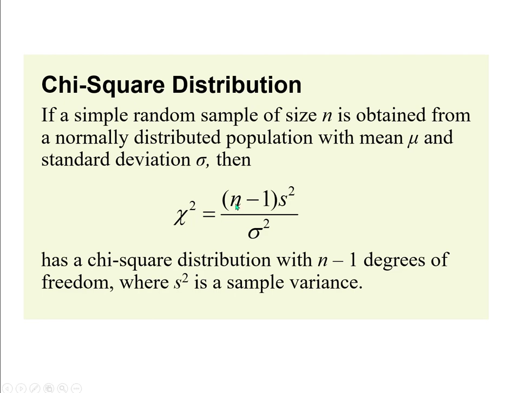So we take the sample size, subtract 1, multiply that by the standard deviation of the sample squared, also called the variance of the sample, and then we divide that by the standard deviation of the population squared, also called the variance of the population. And so this has a chi-square distribution, and we also need the degrees of freedom. That's going to be our sample size minus 1, and like I said, s squared, or our standard deviation squared, is from our sample.